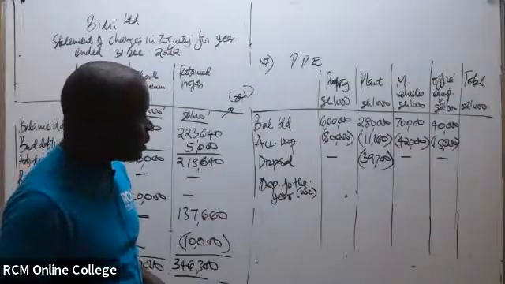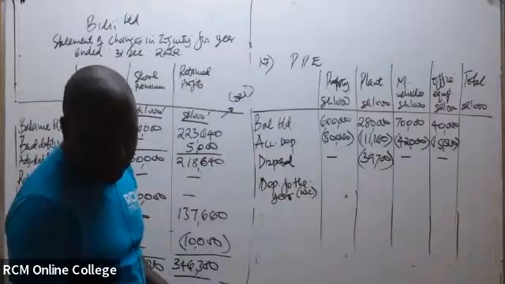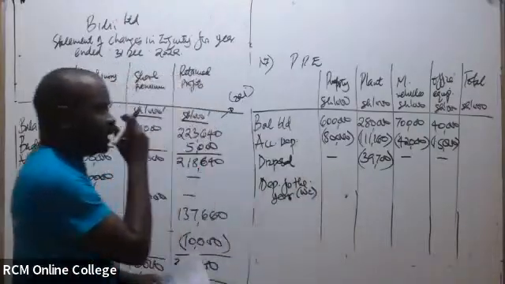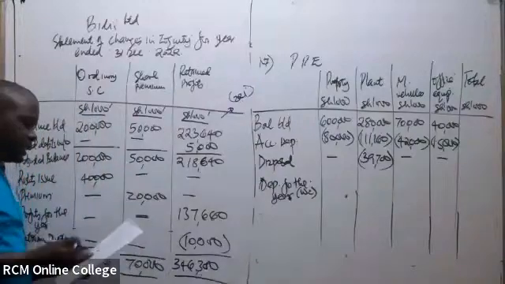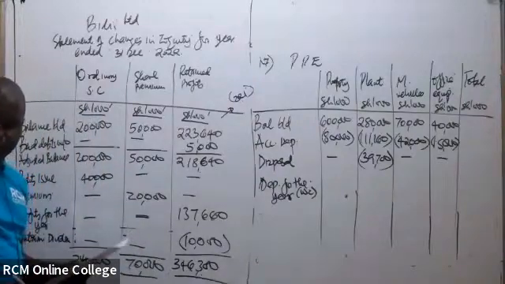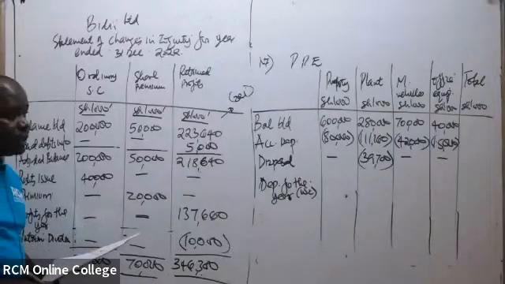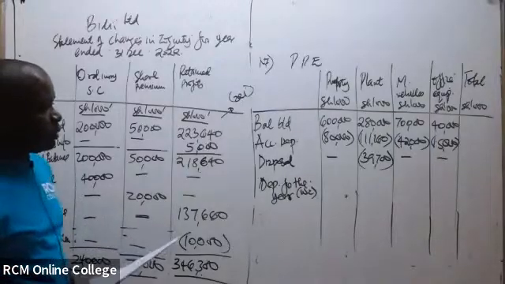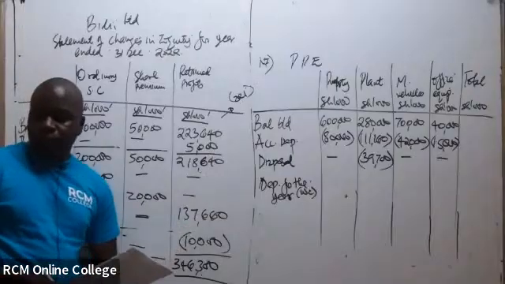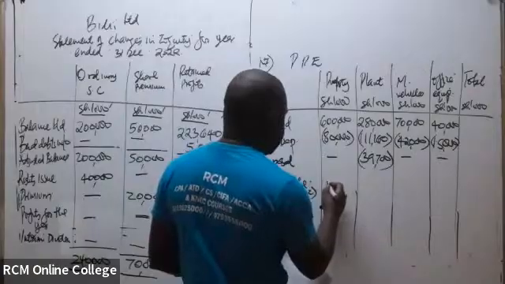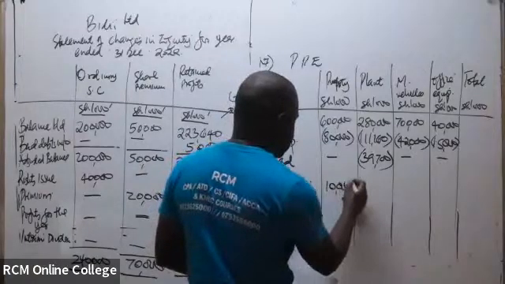So in this case, we added what? The property, plant, and equipment. How much are we getting as the depreciation for property and buildings? For property and buildings, it was how much? It was 10 million. In this case, we can less this one, 10 million.